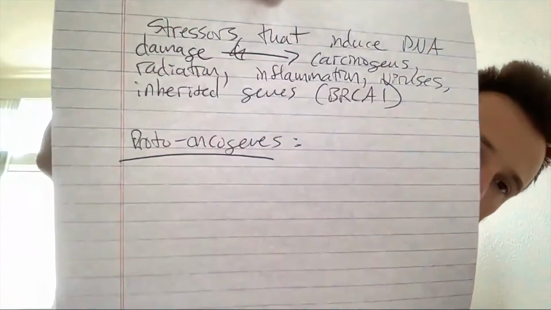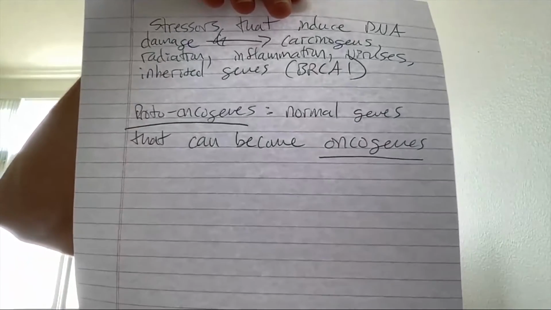So what's happening here is what we call proto-oncogenes. Proto-oncogenes are normal genes that can become oncogenes. So the proto-oncogene is the normal version, but they can become oncogenes. These are the cancer-causing version, via mutation.